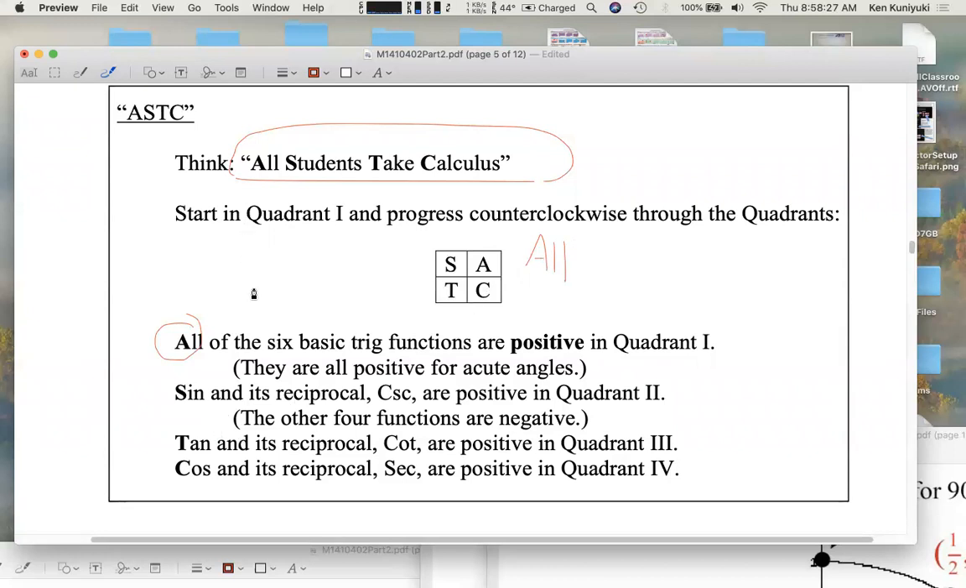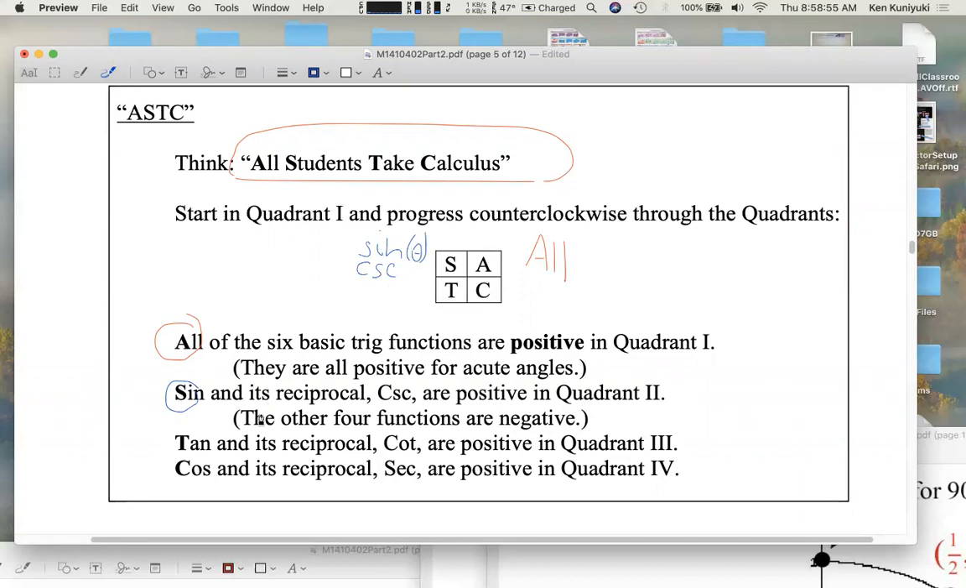In quadrant 2, let's go to blue here. In quadrant 2, sine of theta is going to be positive, and also cosecant of theta, its reciprocal. I should put the parentheses theta here, but I might be a little sloppy with that.